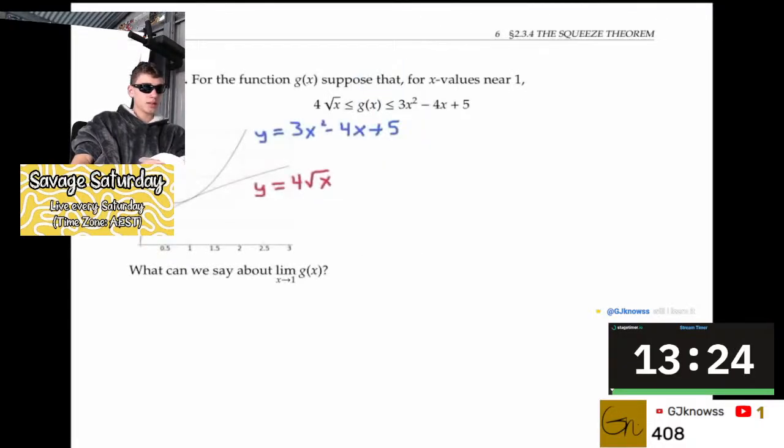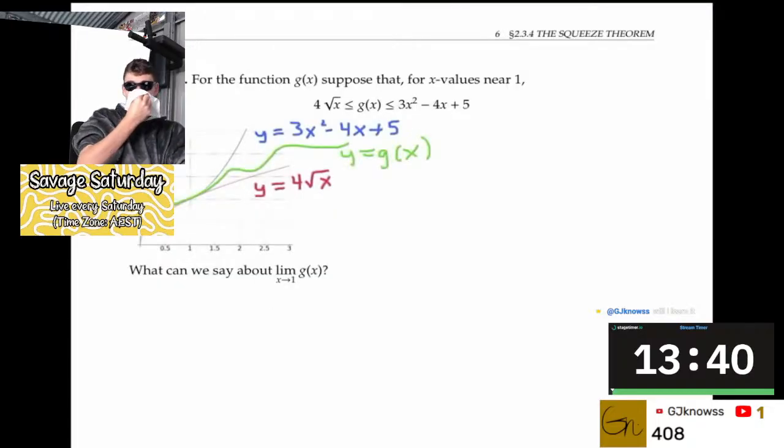Let's start with an example. Suppose we have a function g of x. We don't know much about it, but we do know that for x values near 1, g of x is greater than or equal to 4 times the square root of x, drawn here in red, and less than or equal to 3x squared minus 4x plus 5, drawn here in blue. So on the picture, g has to lie between the red and the blue curves for x values near 1. It could look something like this.